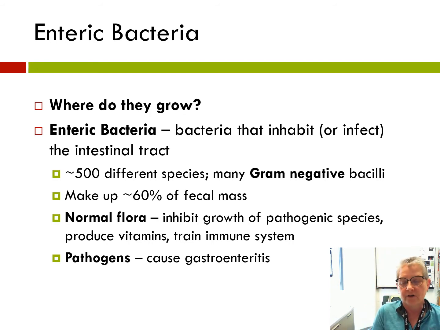They're also part of our normal flora. What do they do? They inhibit the growth of pathogenic species. So if you've got all your good flora in your gut, in your GI tract, that doesn't give an opportunity for a pathogen to actually get a foothold and multiply. They also produce vitamins and they train our immune system. When they're pathogenic, they cause gastroenteritis.